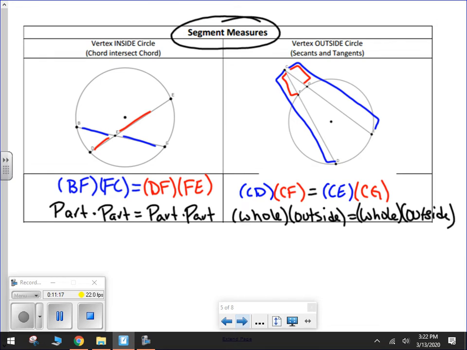All right, so I urge you to pause the video and try example 1. Try all 4 of those problems. And then turn the video back on and see how I do them and see if I match what you have.